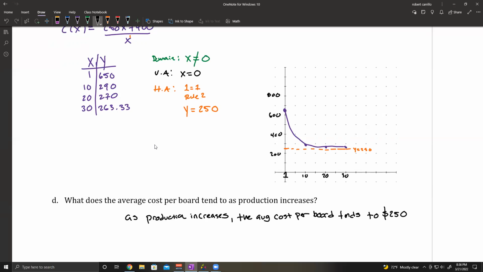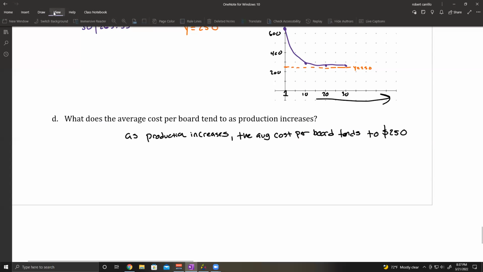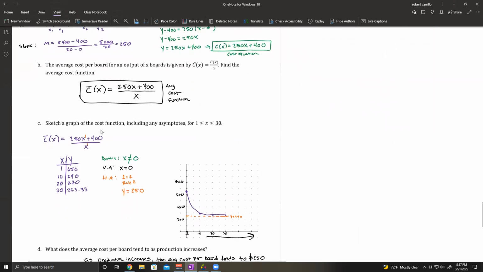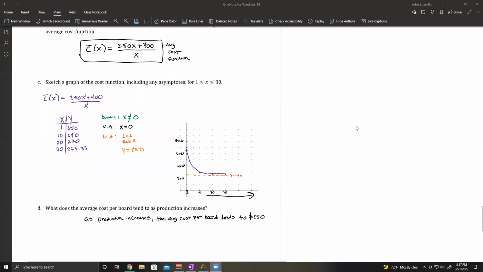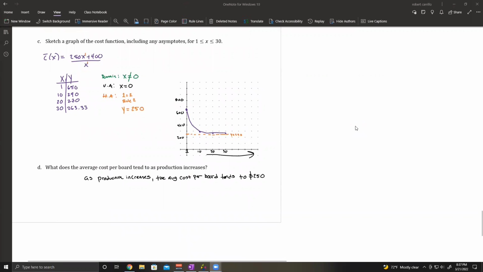250. Tends to 250. That's it. So if our production kept going, if we kept making more and more surfboards, we saw that our graph would get closer and closer to 250. So that's what it tends to. So as production increases, the average cost per board gets closer and closer to 250. And that's it, y'all. That's 2.4. Glad we could put an application to all of that at the end, right?